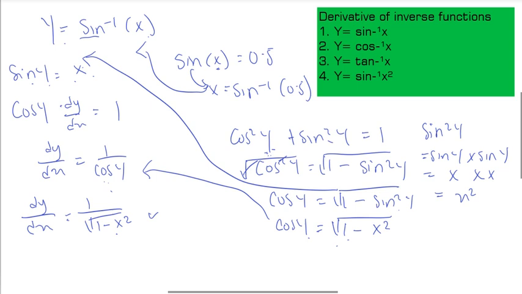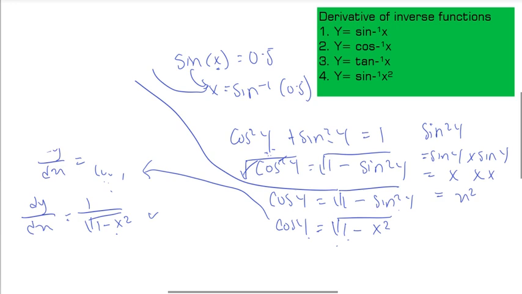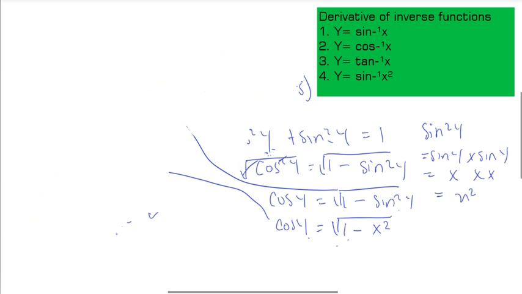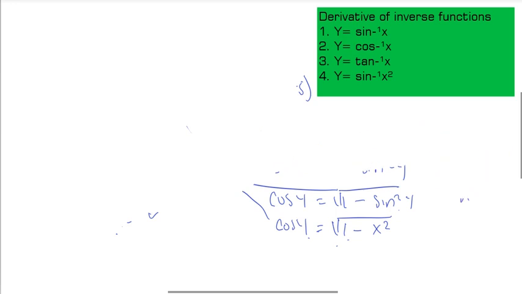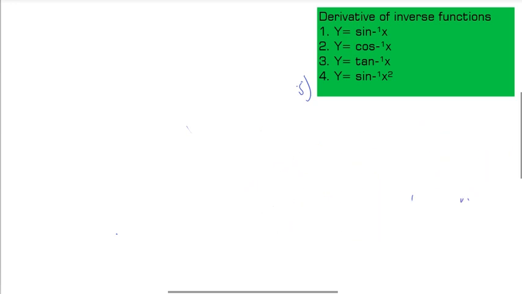Very, very simple. Derivative of inverse function is nothing to stress about. Just know that you have to change the form. So you change it, and then you find the derivative of both sides, and then you solve. So let's go for question 2 now. You can pause the video and try it out.